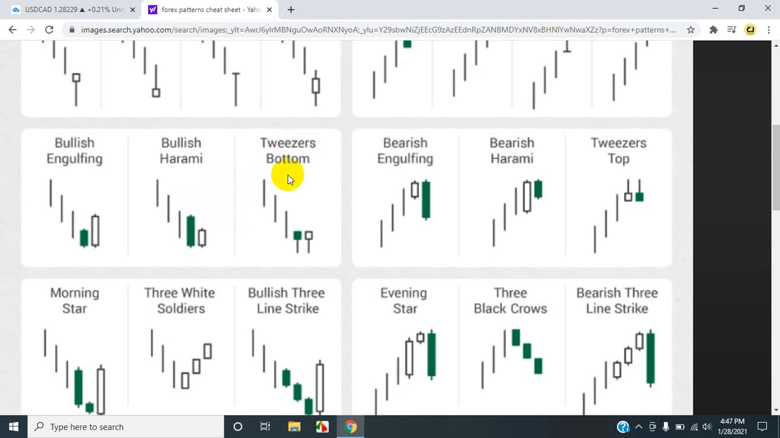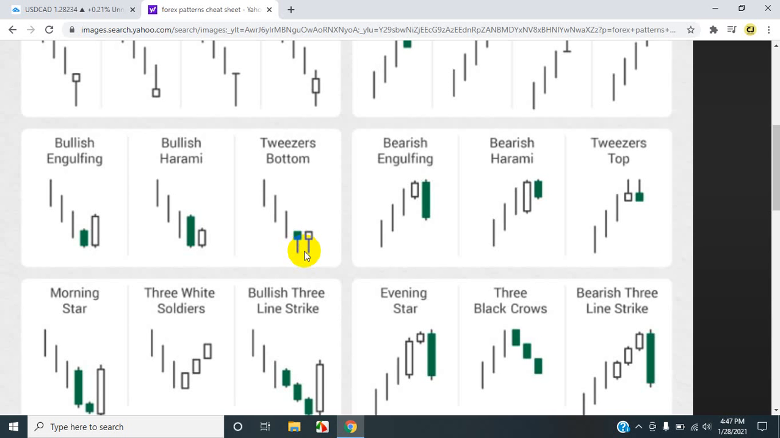Let's take a look at the tweezer bottom. So the tweezer bottom is the same direction. The market's coming down from somewhere. Once it gets to the bottom, it shows the two tweezer bottoms. Sometimes it's not two, sometimes it's one tweezer bottom. But this time we see two tweezer bottoms. But all the tweezer bottoms are is a doji candle. If you don't know what a doji candle is, a doji candle is just an indecisive candle. It's a candle that doesn't know what it's going to do. You don't know if the market's going to go up. You don't know if it's going to go down.